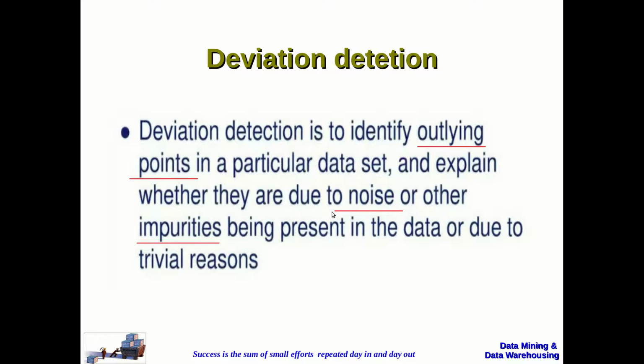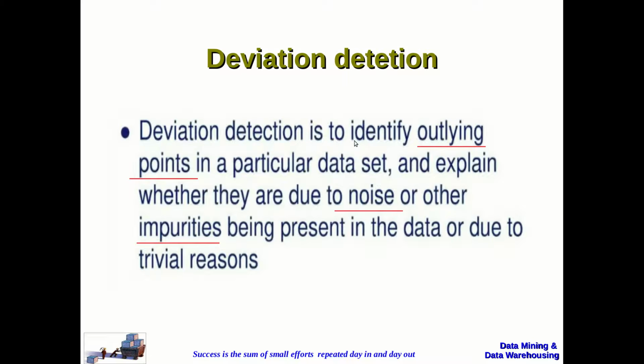So the deviation detection technique is to identify the outlying points in a particular data set, and it will explain whether they are due to noise or any other kind of impurities that are present in the data, or maybe due to trivial reasons also. That is what we mean by deviation detection. So in a cluster of data, if any data point is deviating from the existing data, then we are going to call it an outlier, or a data point which deviates from the existing data set.